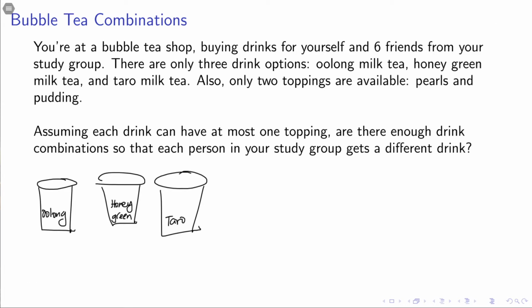Also, only 2 toppings are available. You can get pearls, you can get pudding, and you can also choose not to have any toppings on your drink. Now, assuming each drink can have at most 1 topping, the question is, are there enough drink combinations so that each person in your study group gets a different drink? So that's the question here. And I'd like for you to pause the video now and try this problem yourselves.